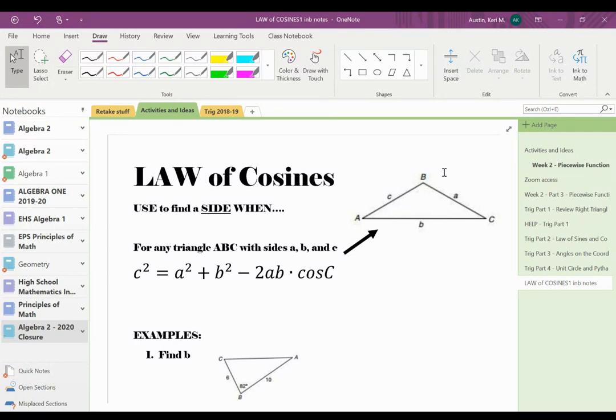This is something you can use to find the missing side and angle. I'm going to do this in two parts. We're going to do the sides first, the missing sides of any triangle. It's a little bit inefficient to use for a right triangle because you could use your SOHCAHTOA. So this is actually most useful for non-right triangles.